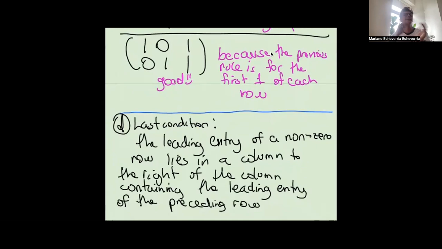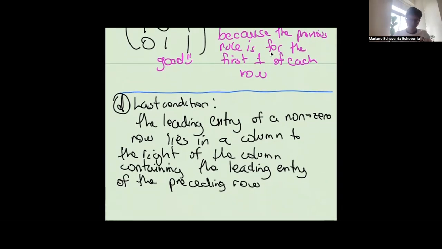Like more pictorially, let me write this, kind of put in parentheses what this means in terms of a picture. It means the leading ones should look kind of like a descending staircase. I think that is more clear. So let me write it here.